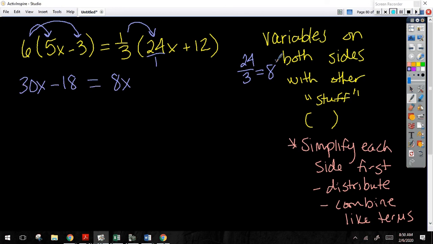All right, don't blurt this one out. Let's see if you can, don't blurt it out when you get it, but just look at it. And what is 1/3 times 12?